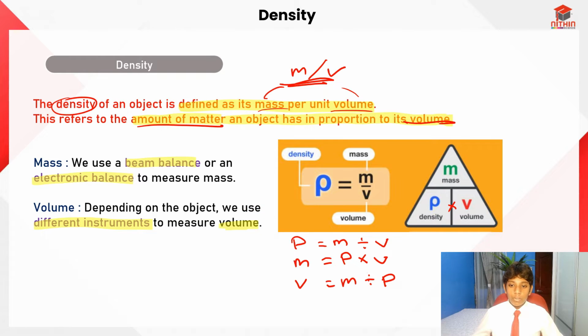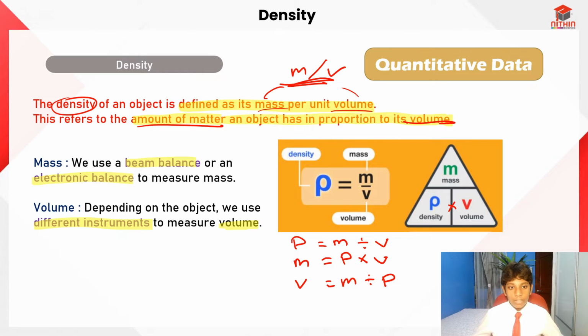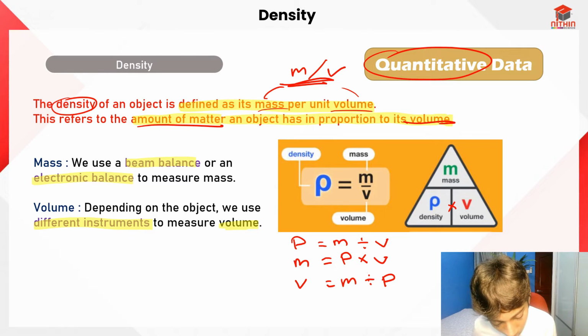So what kind of data are we collecting here? We are collecting quantitative data, because we are using instruments for volume and for mass. Okay, now let's move on.